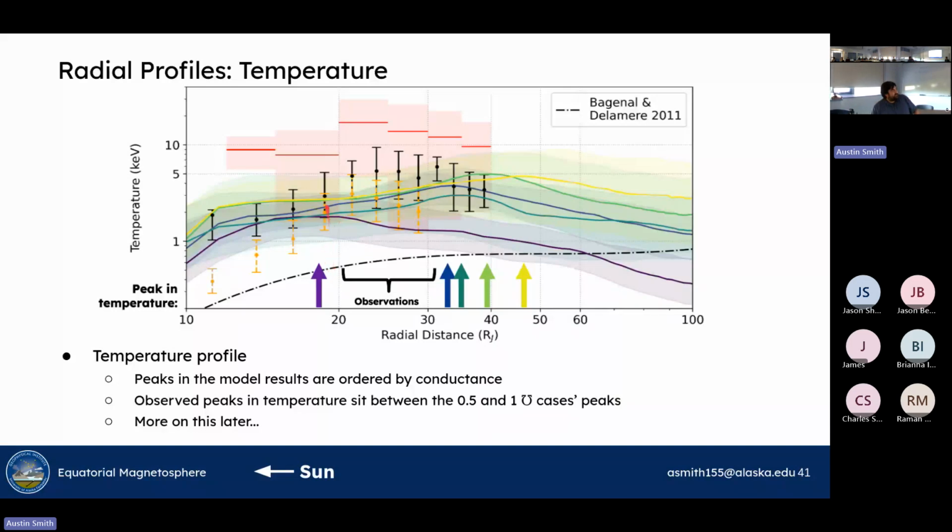So the 0.5 mil case peaks around 18 RJ, 1 mil case peaks around 32 RJ, and then so on. And the observations are in between the 0.5 and the 1 mil case. So we've kind of bracketed with a constant ionospheric Pedersen conductance where the peak in temperature is happening.